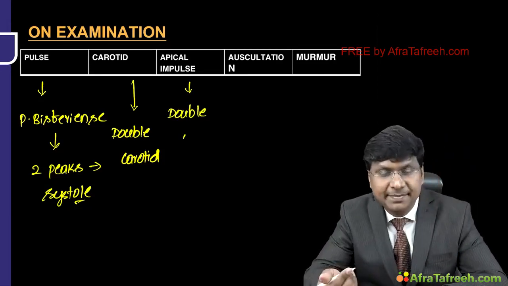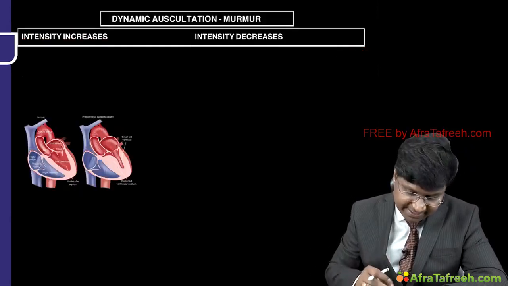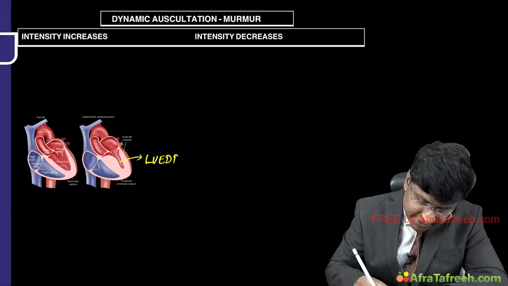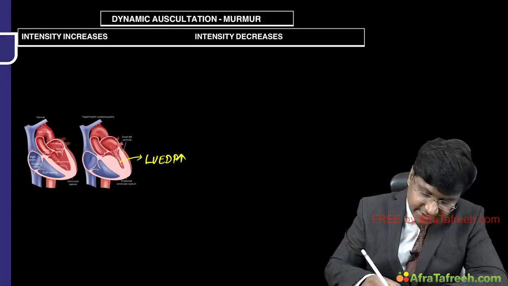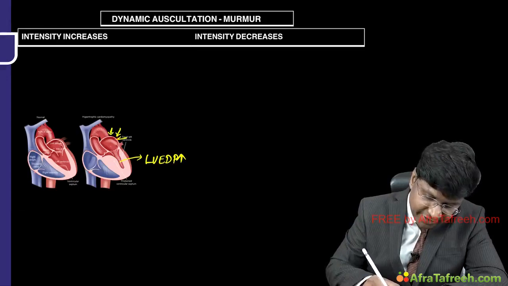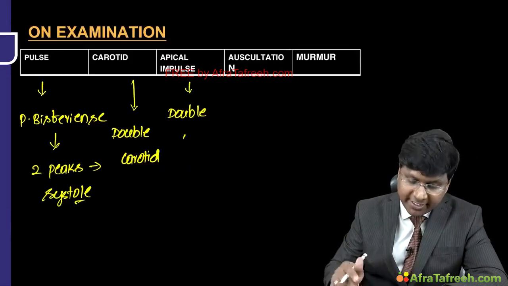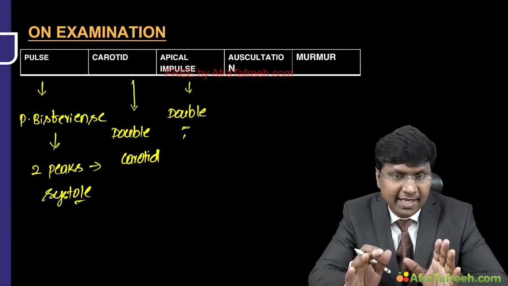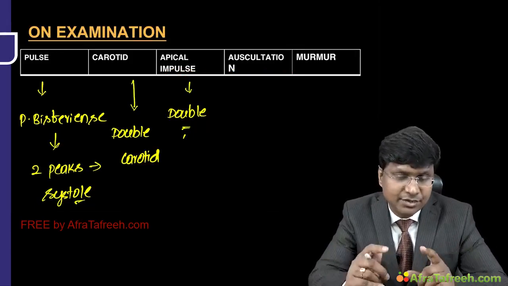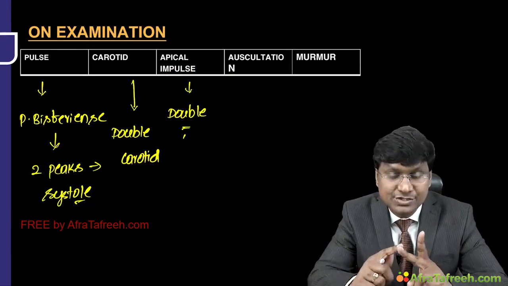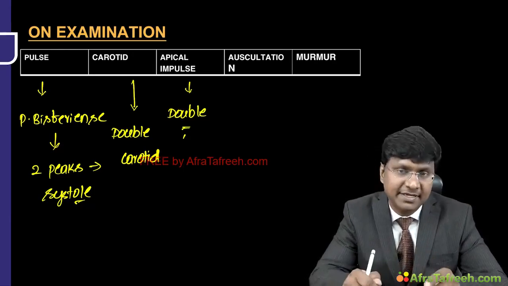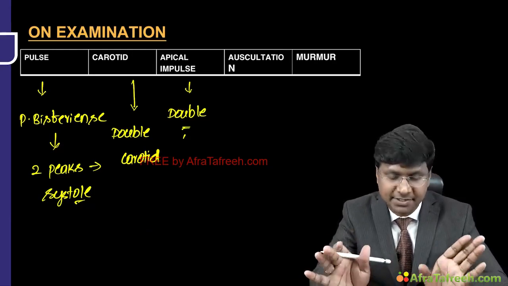Now, why will you have a double apical impulse? The mechanism is that there is hypertrophy. So what will happen? The LV end diastolic pressure increases. When LV end diastolic pressure increases, the left atrium has to contract very strongly, and that stronger left atrial contraction is felt as an apical impulse as well. The apex of the left ventricle contraction you will feel as one apical impulse, and the stronger left atrial contraction you will feel as another apical impulse. That is the reason why it is called double apical impulse.